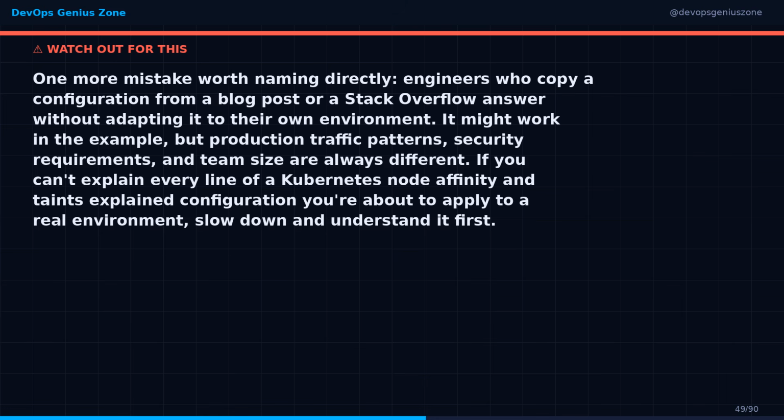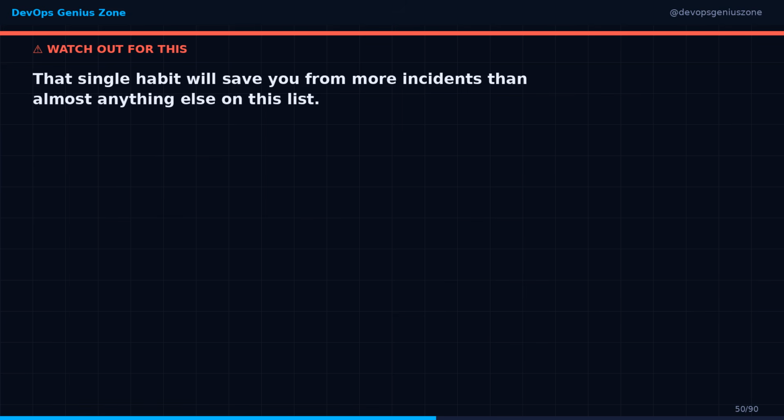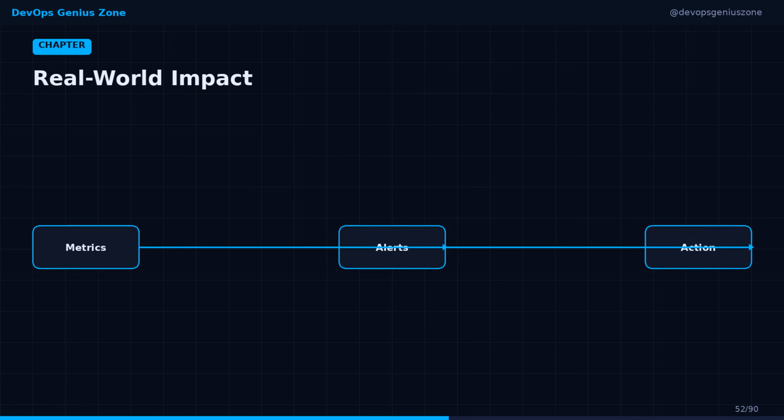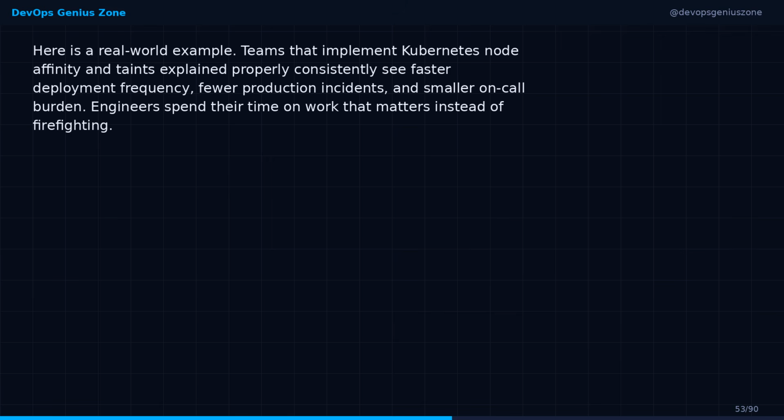Here is a real-world example. Teams that implement Kubernetes node affinity and taints explained properly consistently see faster deployment frequency, fewer production incidents, and smaller on-call burden. Engineers spend their time on work that matters instead of firefighting. I recall a team at a travel booking platform that adopted Kubernetes node affinity and taints explained and reduced their mean time to recovery by 80%. That's the kind of impact we're talking about. A large e-commerce company cut their cloud bill by 40% after properly tuning their Kubernetes node affinity and taints explained setup.